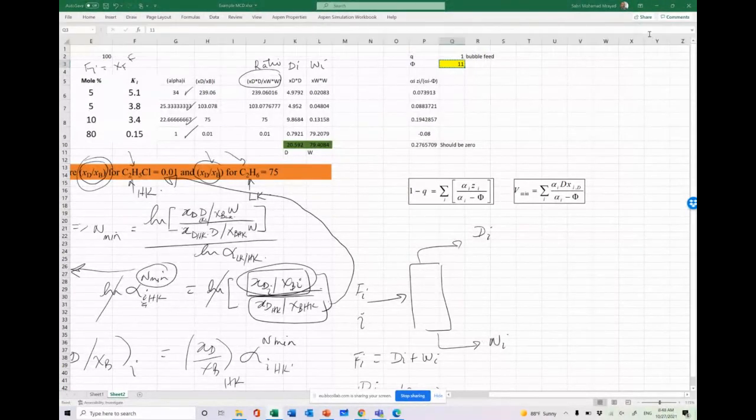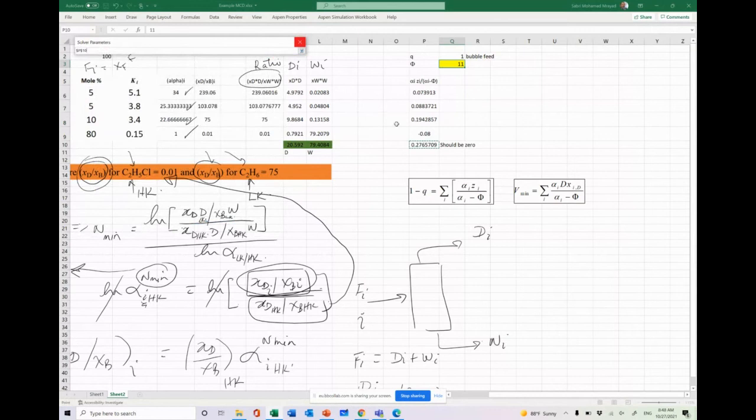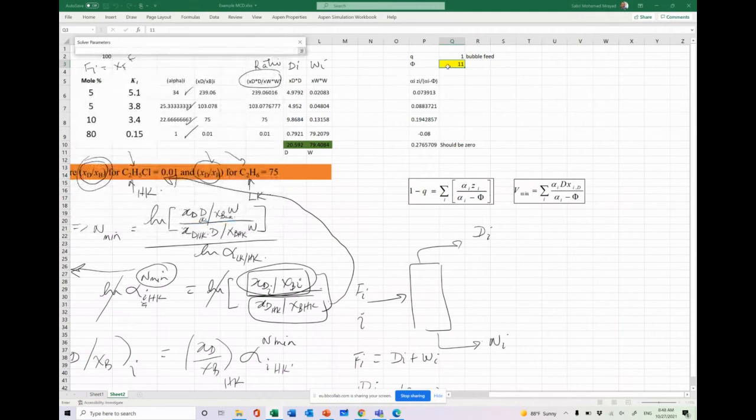Yes, the solver is here. So I will try to minimize this value. I choose this cell to be equal to 0, and I want this cell to be 0 by changing the variable cell, by adjusting this phi here.